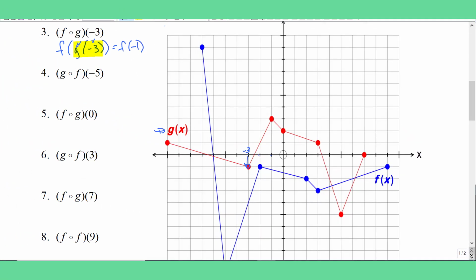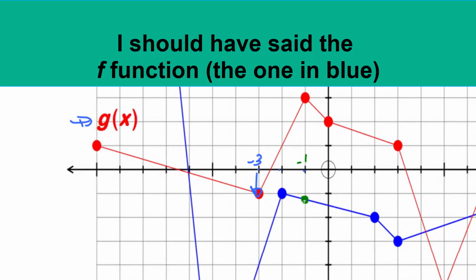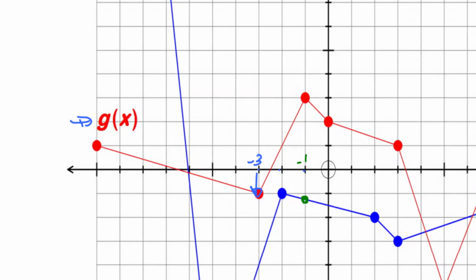Now I go to my f function, which is in blue, and I look at when x is negative 1, what is y on my g function. And it's a little bit bigger than -1. So let's just call it -1.1, just kind of estimating that value there.